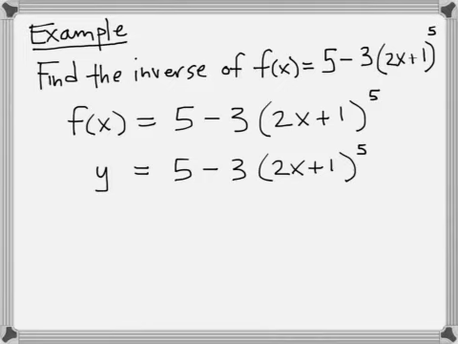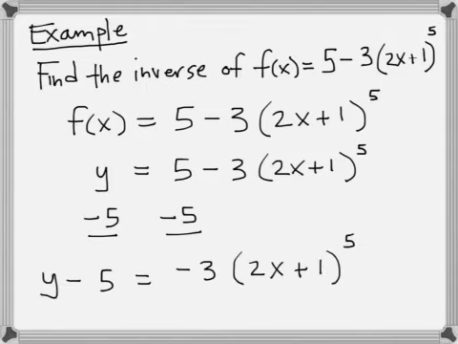So I'm going to solve for x first. Looking at what we've got here, we have x inside this fifth power, negative 3, and then this 5 out here. The first thing I'm going to do is subtract 5 from both sides and carry this 5 over there. When I do that, I get y minus 5 equals negative 3 times (2x plus 1) to the fifth power.